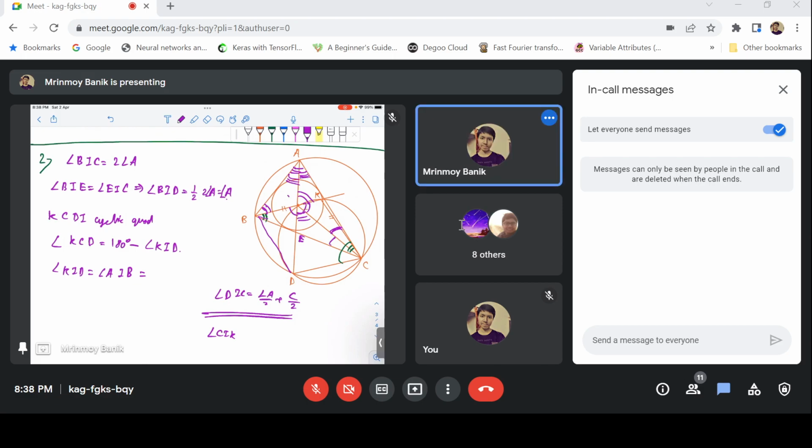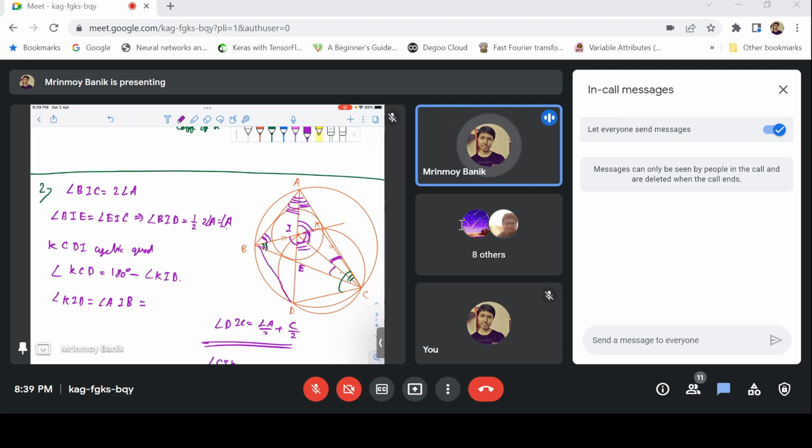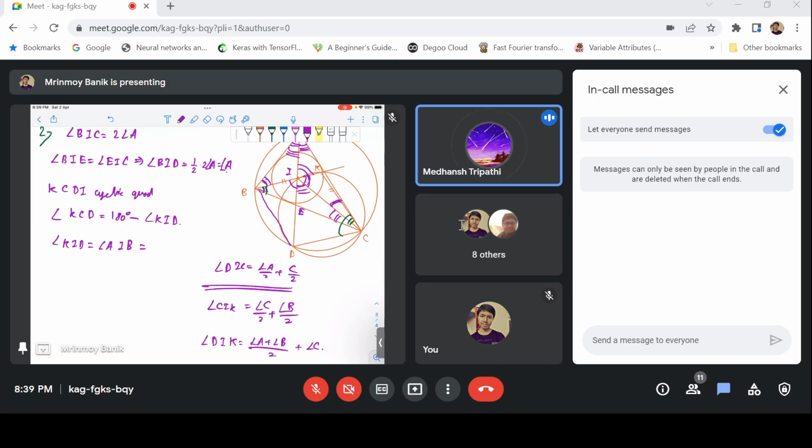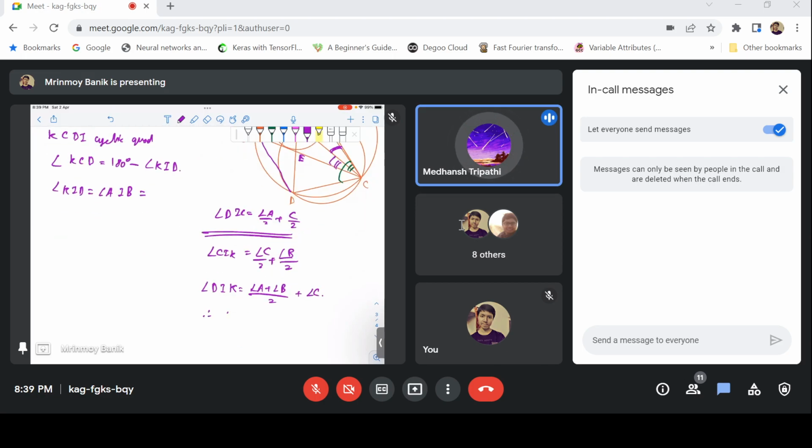CIK is this angle. This angle should be this thing plus this thing. So it's C by 2 plus B by 2. And so DIK is equal to A by 2 plus B by 2 plus C by 2, and hence angle KCD is equal to A plus B by 2, right? Because it is a cyclic quadrilateral.